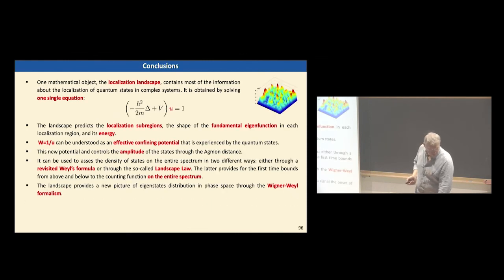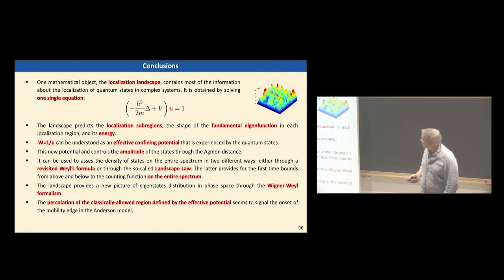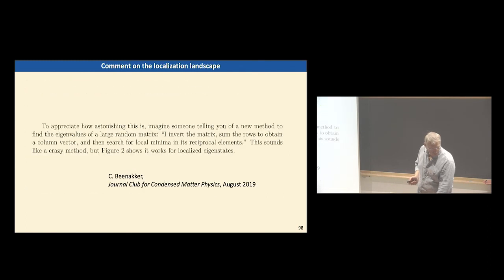So these are all the conclusions. I hope that I've convinced you that this is a tool that has a lot of information and a lot of possibility. And so I will just conclude with this quote by Benaker, who made a comment on the localization landscape in the Journal Club for Condensed Matter Physics.